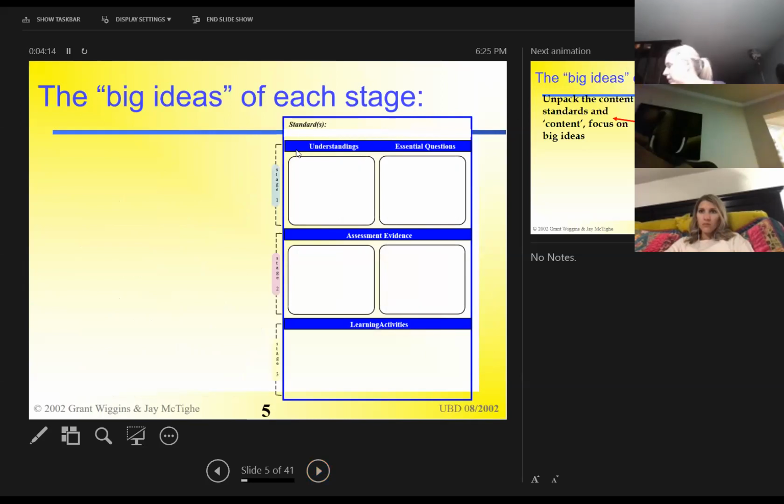So you will notice that we have here a standard. Then we have some understandings. This would be, what are the things we need our students to know? What are the concepts, etc.? What are those essential questions? So, you know, I need my students to know, blah, blah, blah. How am I going to assess it? And then what are my activities that I'm going to do?